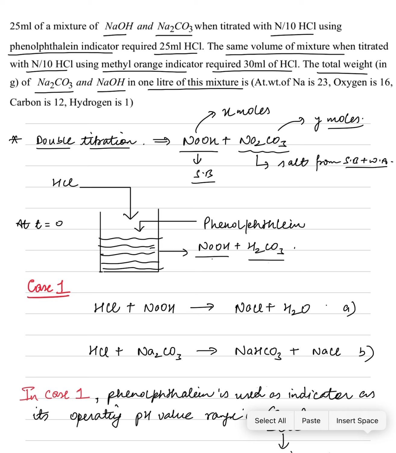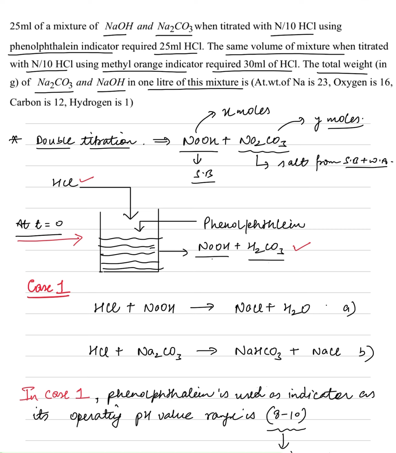So initially, at t equal to 0, we will take the beaker and put in the solution, that is the solution containing NaOH and Na2CO3. And we will add the phenolphthalein indicator into it, and HCl is added from the top to carry out the titration.